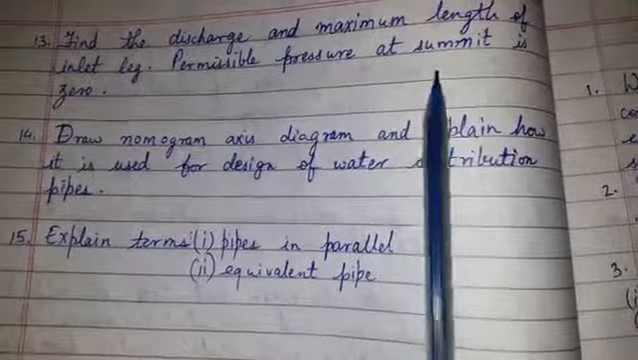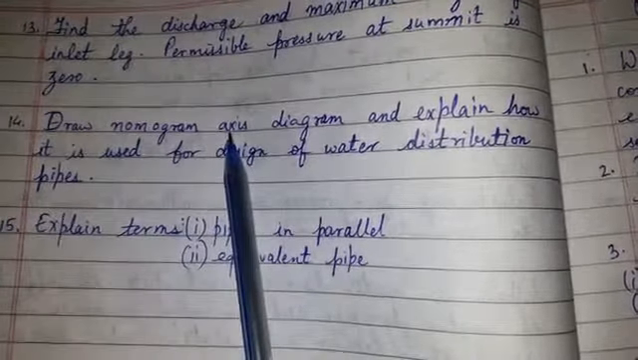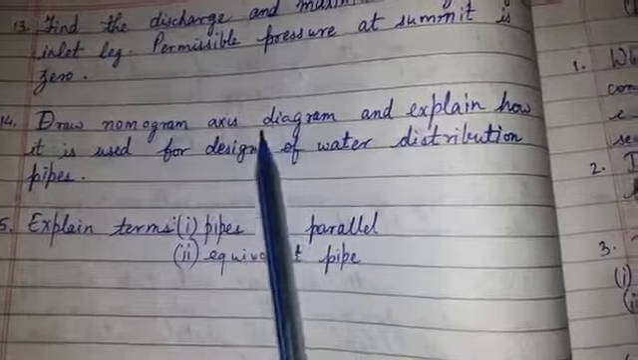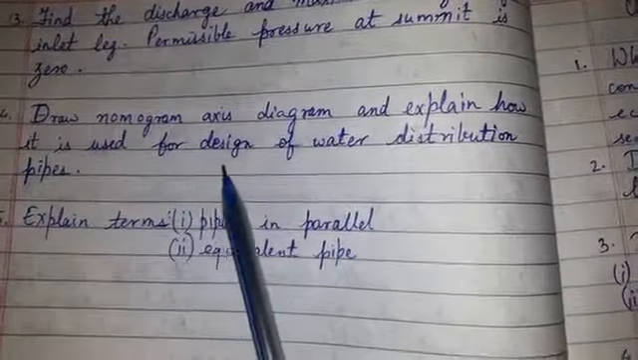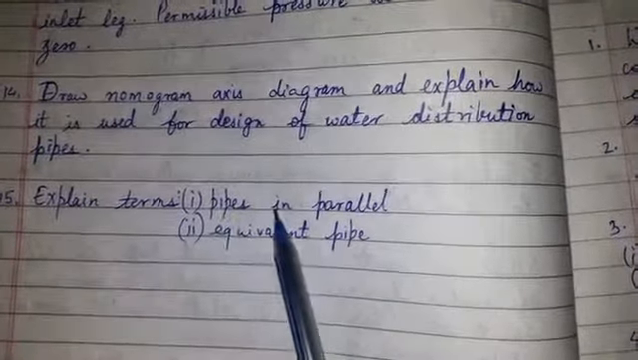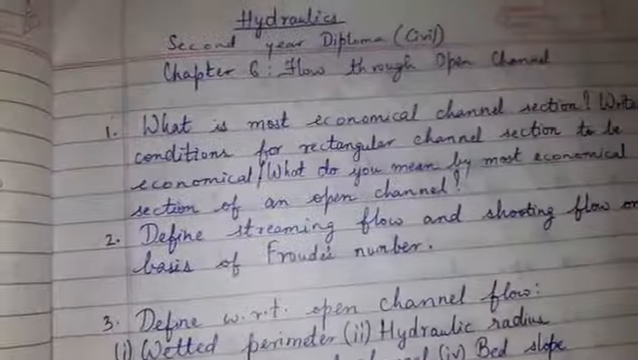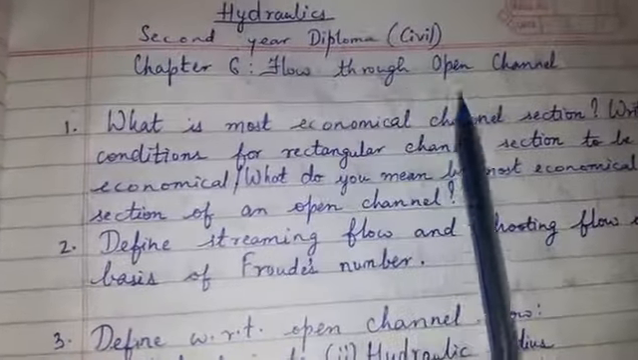Permissible pressure at summit is 0. Draw nomogram axis diagram and explain how it is used for design of water distribution pipes. Explain term pipes in parallel. Second, equivalent pipe. Chapter number 6, flow through open channel.